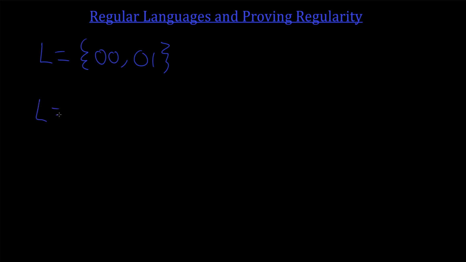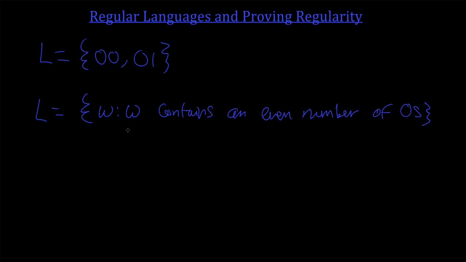But we could also see a language that uses set builder notation. So we could have a language of strings omega, such that omega contains an even number of zeros. You'll notice that this language doesn't have any strings explicitly written out, but you have to come to an understanding of what strings are in this language by the description, or by this set builder notation. So this language contains all strings such that the string contains an even number of zeros. You'll notice that this language is infinite in size. It's countably infinite, but it's infinite nonetheless, because there are an infinite number of 0, 1 strings that contain an even number of zeros.